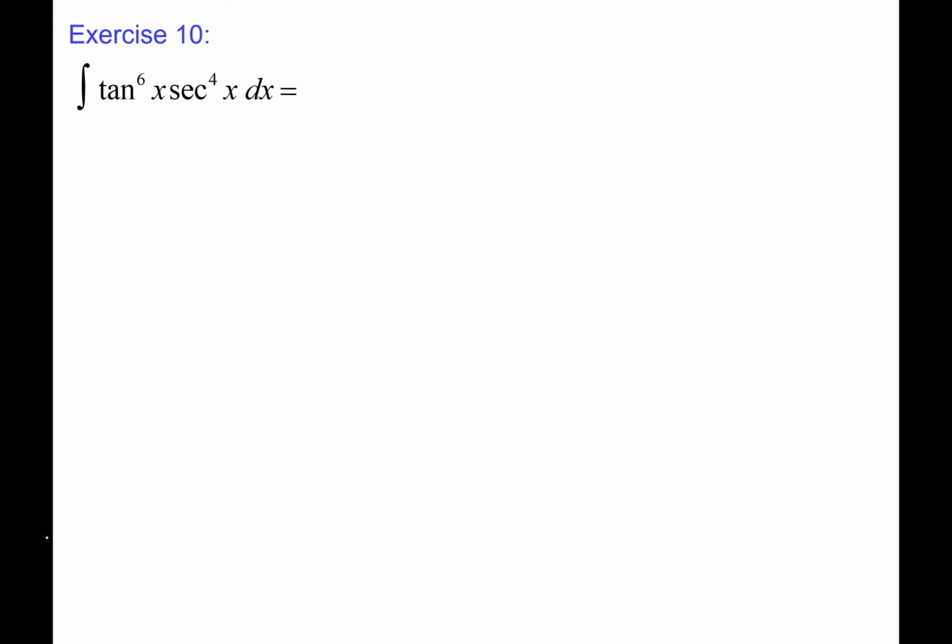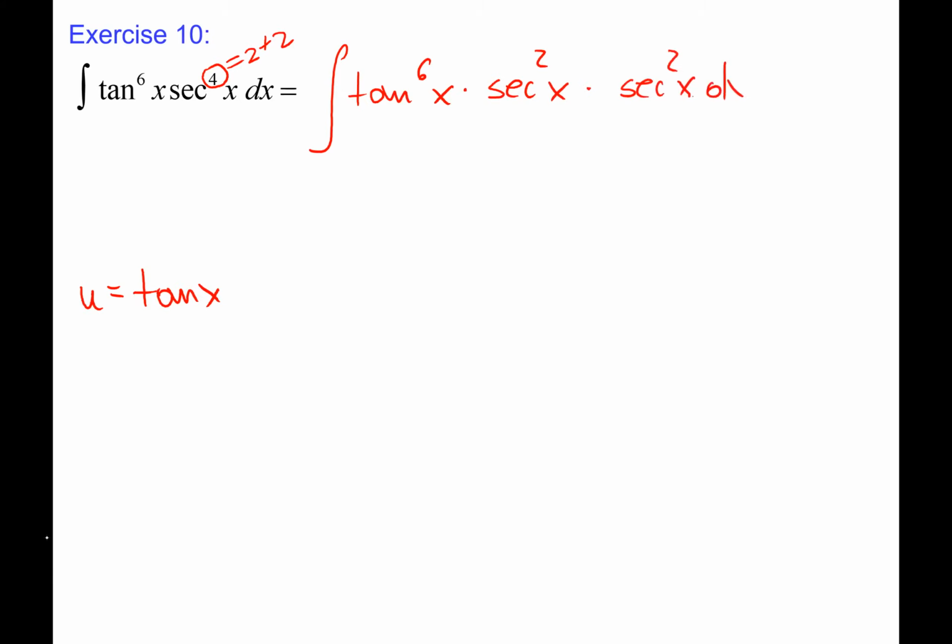Six and 4, both even. That means you probably still remember that I think tangent of x, and the derivative of tangent, as you said, is secant squared. That means I have to pull out the power 2, and the remaining power is 2, because 2 plus 2 is 4. So we have tangent to the power of 6, secant squared of x, and another secant squared of x dx. This one I am saving for du, because du is secant squared of x dx.